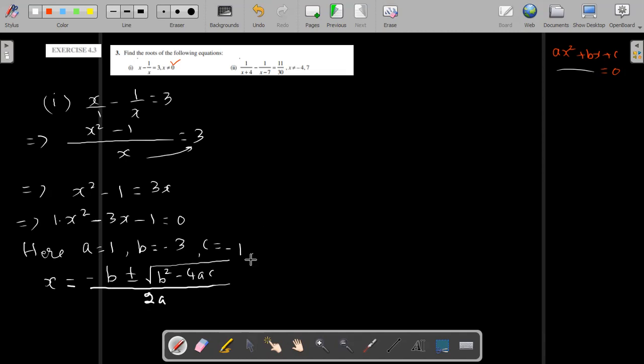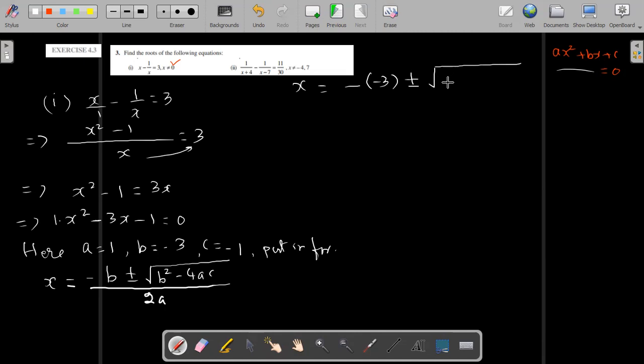Put in formula. So we get x is equal to minus b. b is minus 3, so minus 3. Put in the bracket always negative values, so that later on you can see that their signs will multiply and it will change.